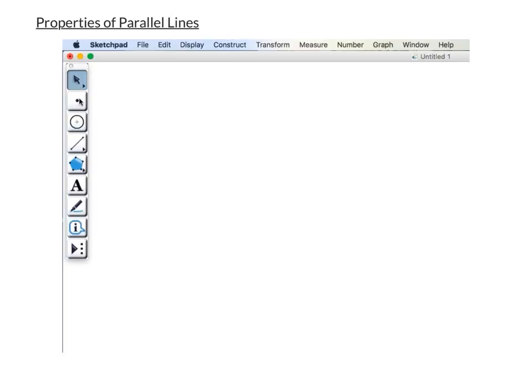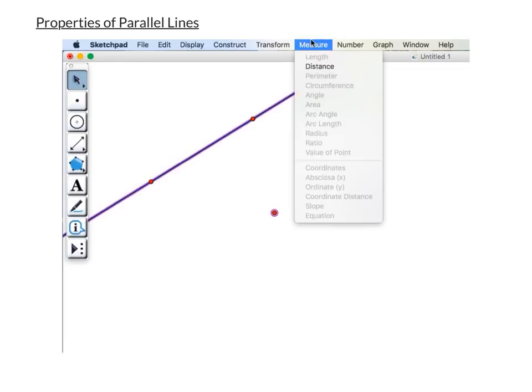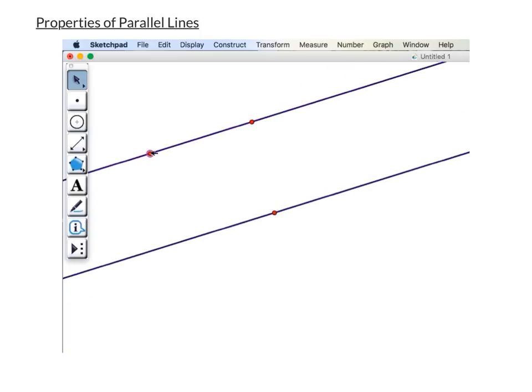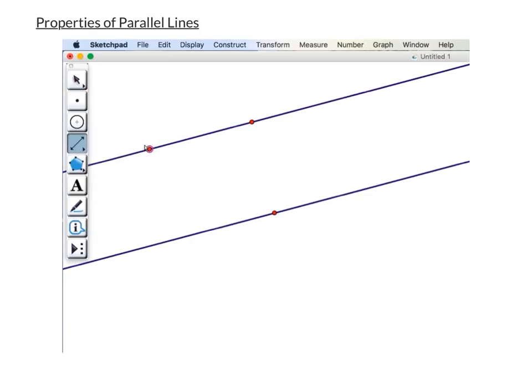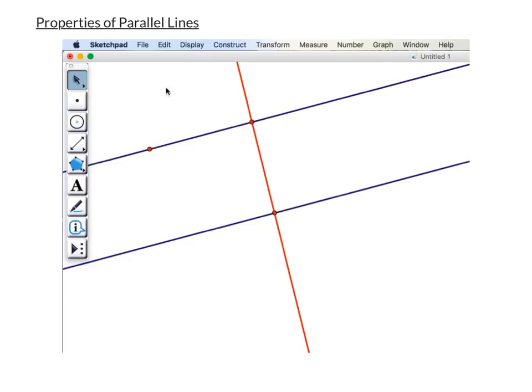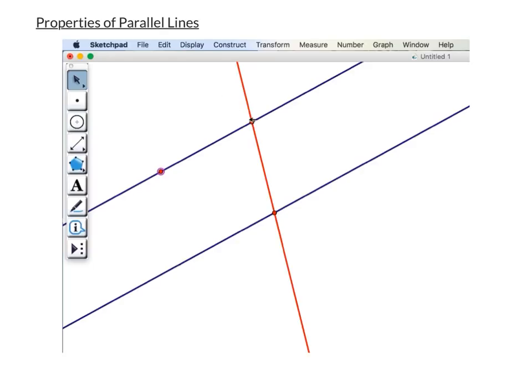Let's first draw two parallel lines. I have a line here, and I'm going to draw another line through this point here. So I'm going to use the feature here, construct parallel line. You see these two lines are parallel, and I'm going to draw a transversal intersecting the two lines. I'm going to now change the transversal's color to red. So we can see the 8 angles formed by the parallel lines and the transversal. And let's measure the angles. So this is our first angle.